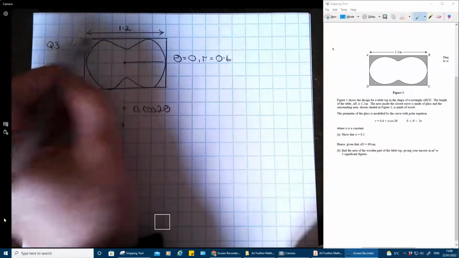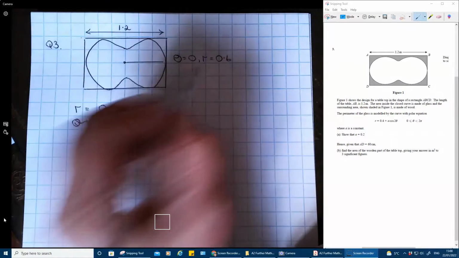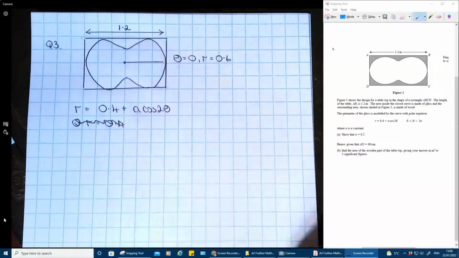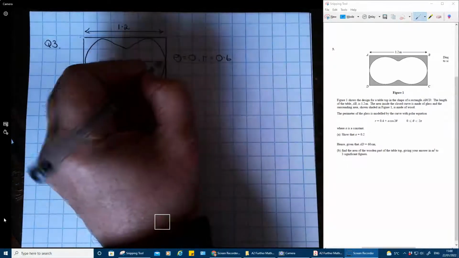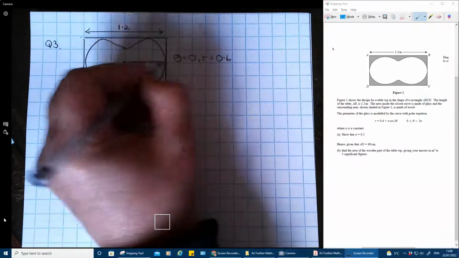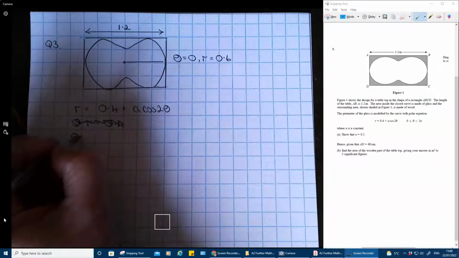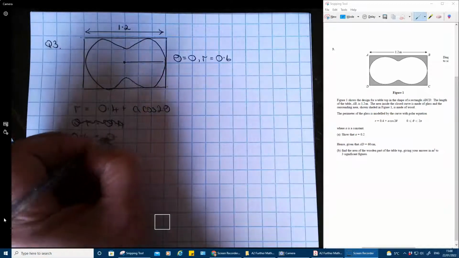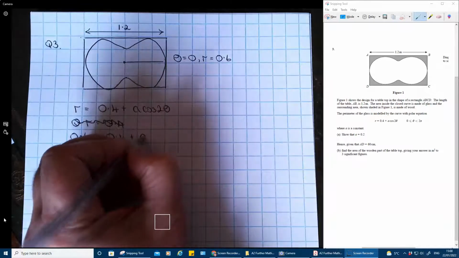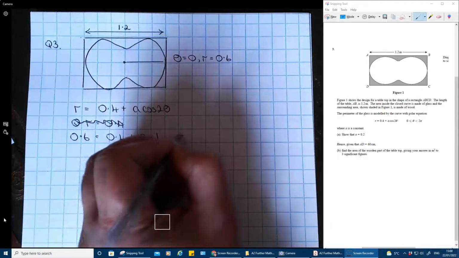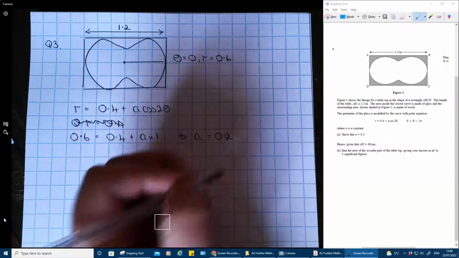Okay, we're given a table, a rectangular table, and a piece of glass defined by a polar curve r equals 0.4 plus a cos 2 theta. We know when theta is 0 that r is going to be 0.6, half of the 1.2. So we've got 0.6 equals 0.4 plus a times 1. Okay, so that implies a is going to be 0.2.